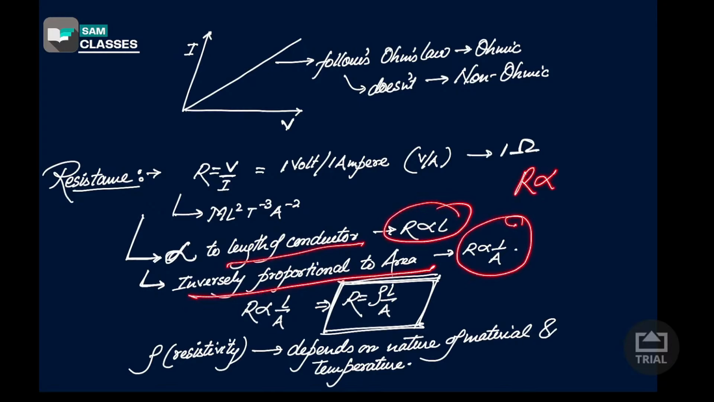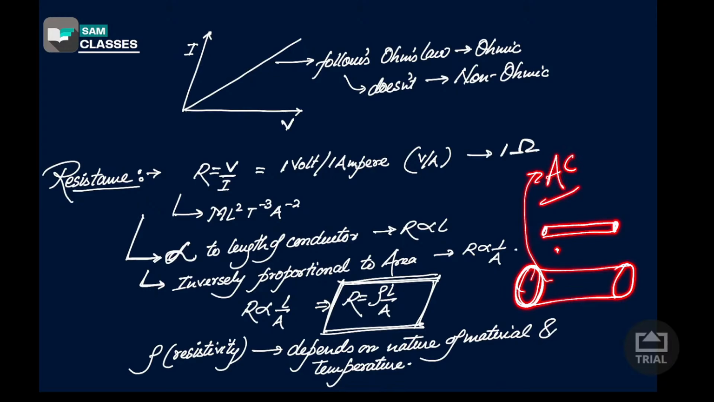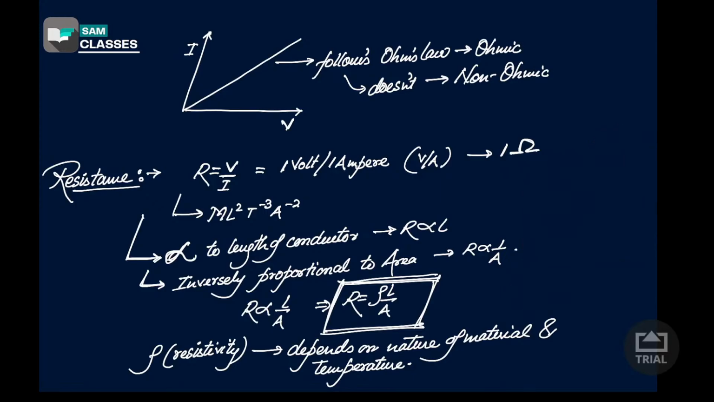R is directly proportional to length. Bigger wire, more resistance. R is inversely proportional to the area. So if we have a thin wire, we have more resistance. If you have a thick, fat wire, we have less resistance. So if you see AC wires, they are thicker, so more current can pass through them. Very simple, very easy, nothing more than that. Clear? So from there we get the formula R is equal to rho L by A.